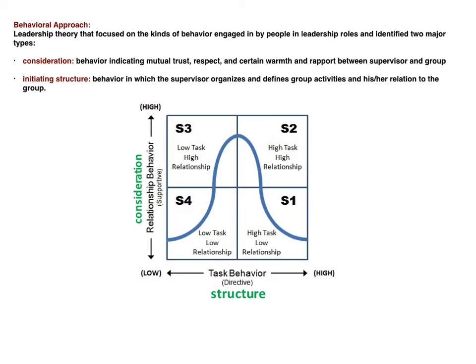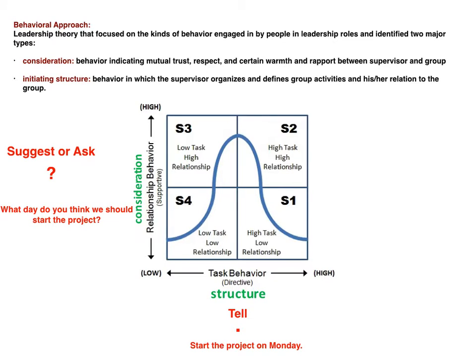Leaders high on consideration tend to end their sentences in a question mark, while leaders high on structure end theirs with a period. For example, a high consideration leader would ask his or her team, "What day do you think we should start the project?" While a high structure leader would say, "Start the project on Monday."